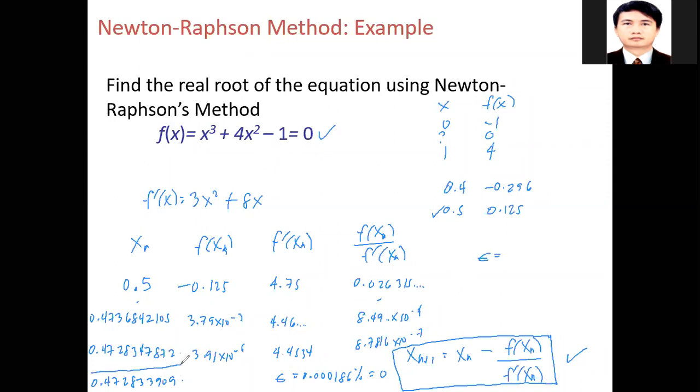So we can now state our answer in this form. This is the x value, 0.472833909.